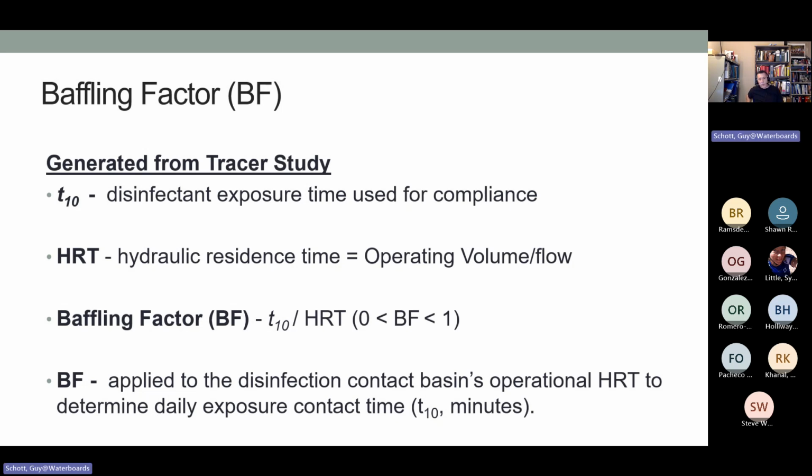That baffling factor is what we use during our daily CT calculations for your surface water plant. It's applied daily to the plant's clear well operations, based on the flow leaving the clear well, what the tank level is, and so forth. And so that baffling factor is applied to calculate what we call the exposure contact time.